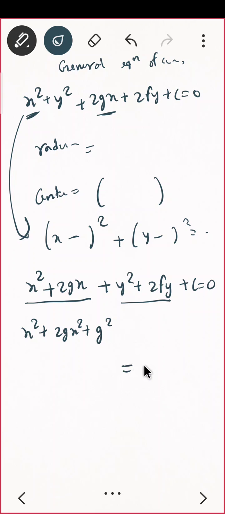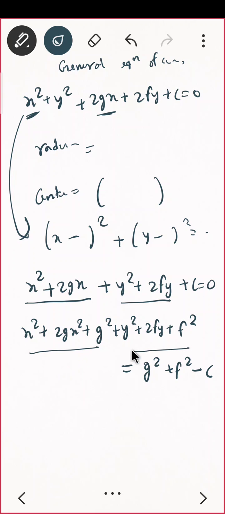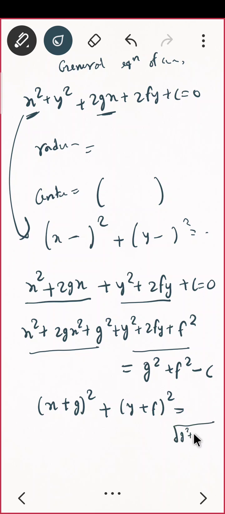So what I will do, I'll write on the right hand side, so it will get cancelled, and this is y square plus 2fy plus again f square. If you are adding here, then I'll put f square, and plus c, I'll keep it here, minus c. So do you see that this is of the standard form now? This is of the form x plus g the whole square plus y plus f the whole square is equal to this part. So I can write this thing as square root of g square plus f square minus c the whole square. Do you agree?